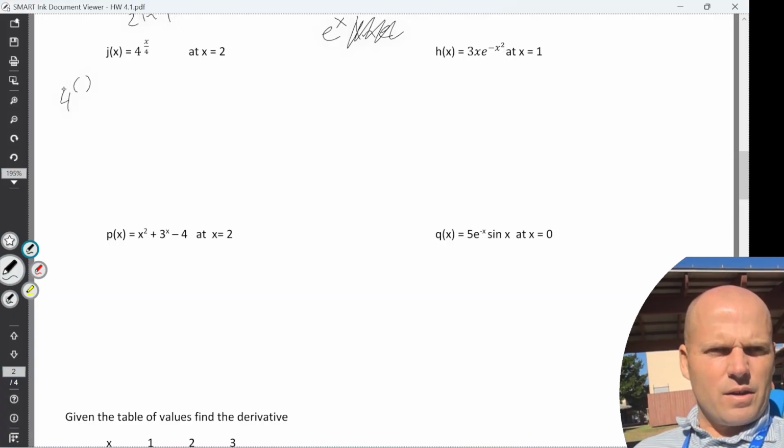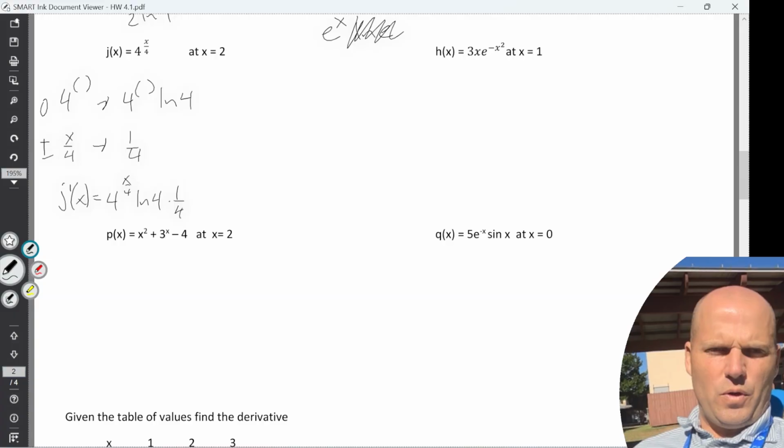Okay, 4 to a power is the outside. The inside is the power. So it'd be 4 to the power times the natural log of 4. So that's kind of new, seeing this 4 to a power times the natural log of 4. So I have 4 to the x over 4 times the natural log of 4 times a fourth. That's a lot of 4s. Plugging in 2, I get 4 to the 2/4, which is 4 to the 1/2. So j of 2 is 4 to the half, which is 2.